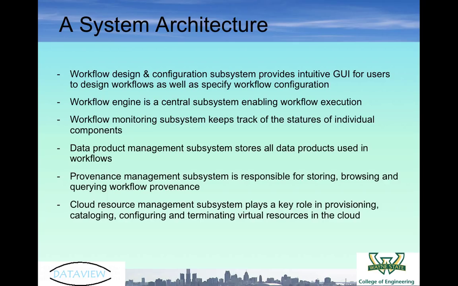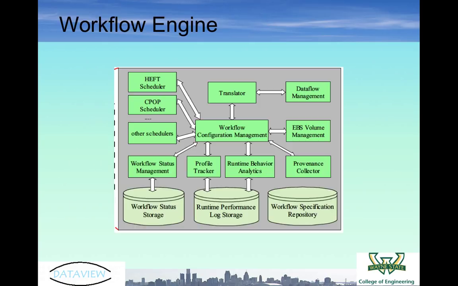The workflow monitoring subsystem keeps track of the status of individual components, and the data product management subsystem stores all data products used in workflows. The provenance management subsystem is responsible for storing, browsing, and querying workflow provenance. And the cloud resource management subsystem plays a key role in provisioning, cataloging, configuring, and terminating virtual resources in the cloud. So this is a picture that illustrates the details within the workflow engine subsystem.